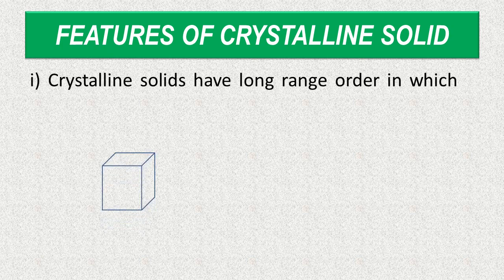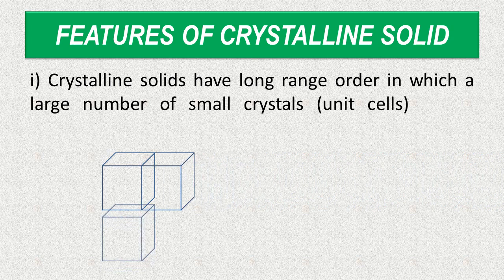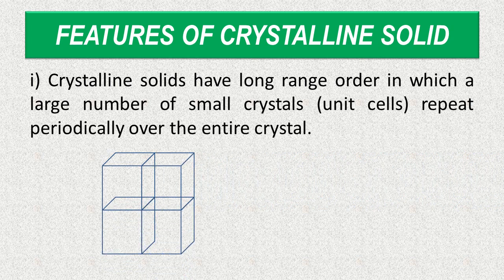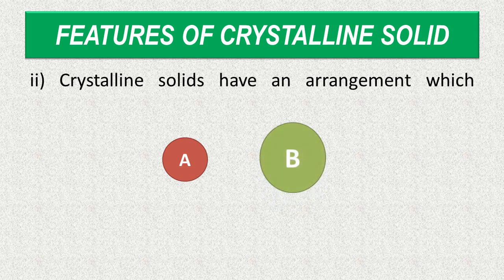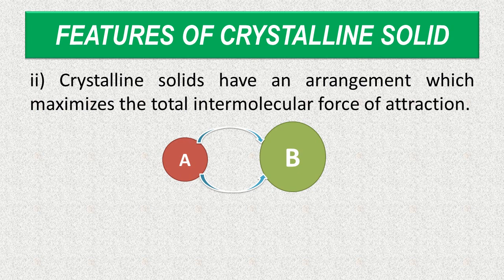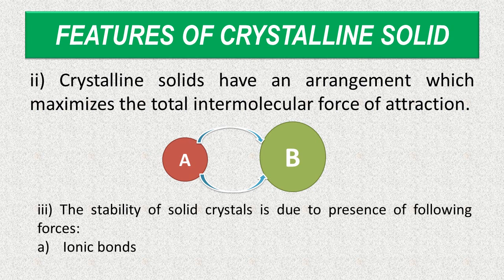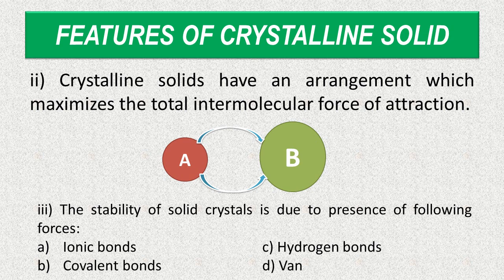Some major distinctive features of crystalline solid are: firstly, crystalline solid have long range order in which a large number of small crystals repeats periodically over the entire crystal. Next, crystalline solid have an arrangement which maximizes the total intermolecular force of attraction. Next, the stability of solid crystal is due to the presence of the following forces. One is ionic force, second one is covalent force, third one is hydrogen bond, and fourth one is van der Waals force.